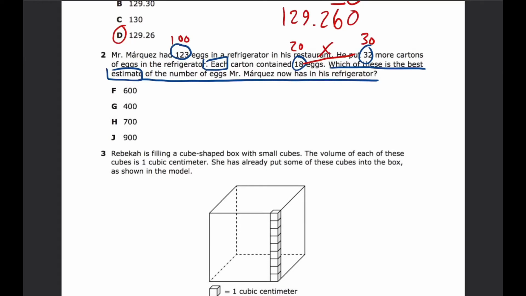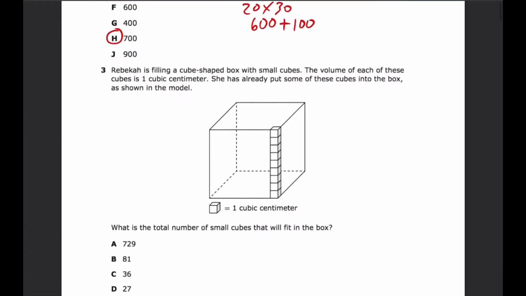So 20 times 30, well, 2 times 3 is 6, and I have 2 zeros. It gives me 600. So he added 600 cartons, or 600 eggs, to the refrigerator, but we cannot forget the 100 he already had. So 600 plus 100 will give me 700 eggs in total for the approximation, or the estimation, for what he has.